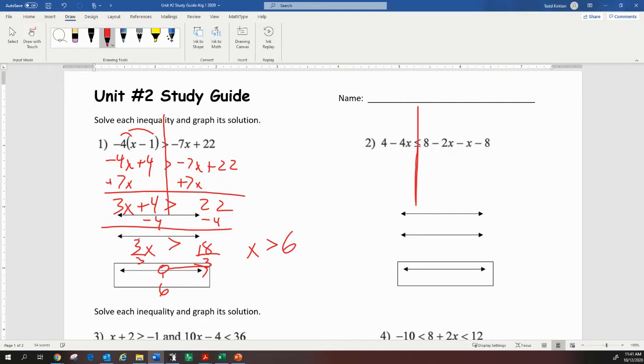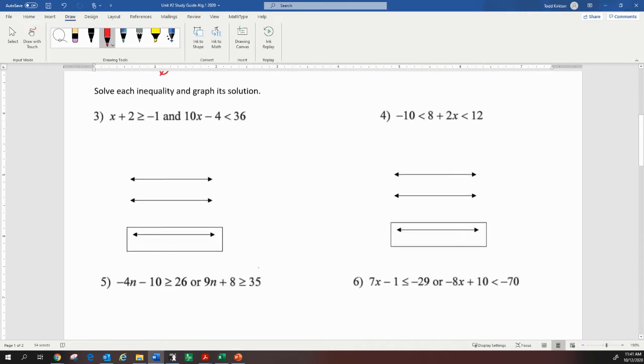Okay, second one, I'm not going to solve all the way through because it was like the quiz. But the key on a problem like this first is to combine like terms. So I have -2 and -1. I have 8 and -8. So this is just -3x, because the 8 and the -8 go away. So we always have to combine like terms first. Get your variables to the left, get your numbers to the right.